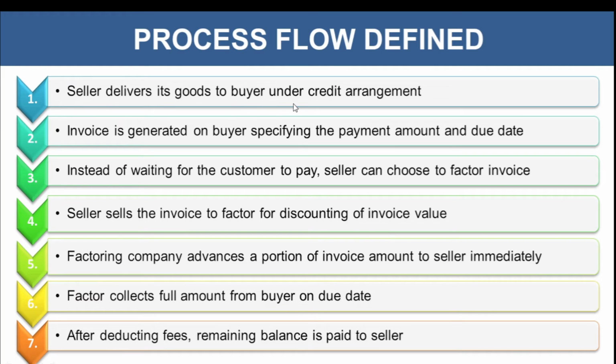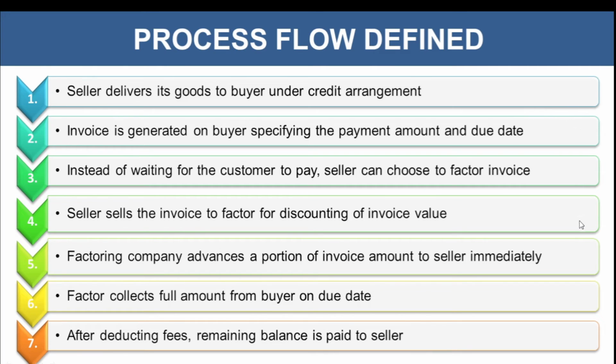Seller delivers its goods to the buyer under a credit arrangement. An invoice is generated on the buyer specifying the payment amount and due date. Instead of waiting for the customer to pay, the seller can choose to factor this invoice. Factor this invoice means to discount the invoice to get invoice liquidity. The seller sells the invoice to the factor for a discount on the invoice value. The factoring company advances a portion of the invoice amount to the seller immediately. The factor collects the full amount from the buyer on the due date after deducting the fees. The remaining balance is paid to the seller.